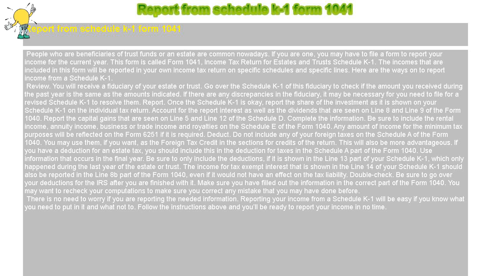Reporting your income from a Schedule K-1 will be easy if you know what you need to put in it and what not to. Follow the instructions above and you'll be ready to report your income in no time.